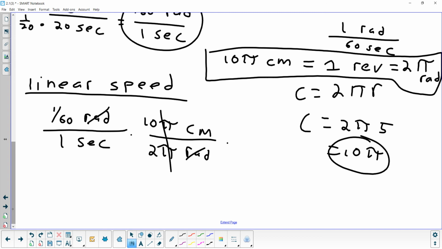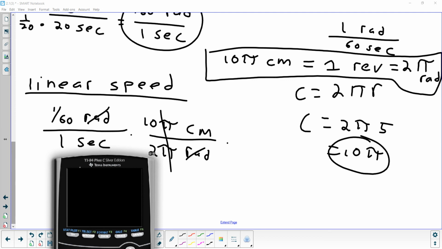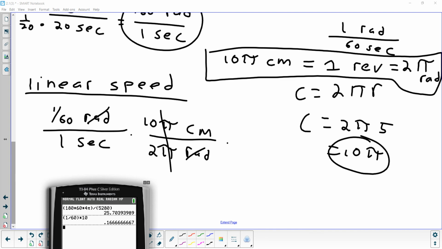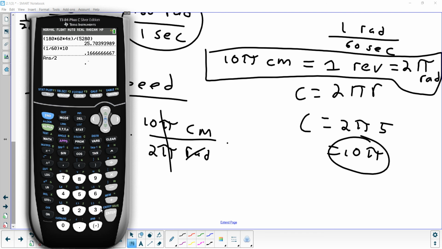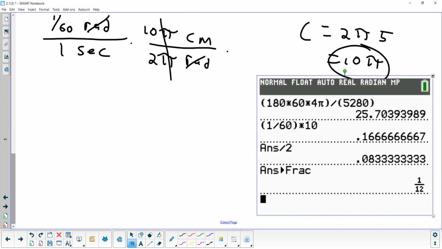All right, and I'm going to use my calculator to do that because it has some fractions in it. So I've got 1/60th times 10. Okay, that's the top. And the bottom is just divide by 2. Now, what I'm going to do, you can do this on a regular calculator as well. I'm going to convert that to a fraction. Most calculators have a button to change decimal to fraction. You probably can't see it. It says 1/12. And that's my final answer.